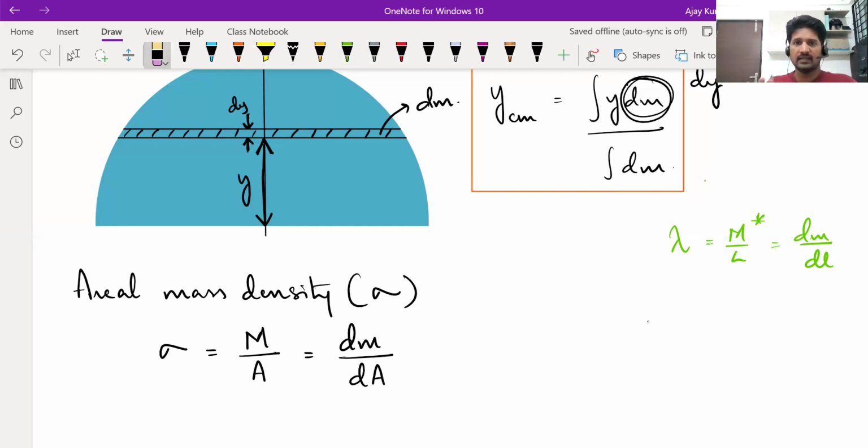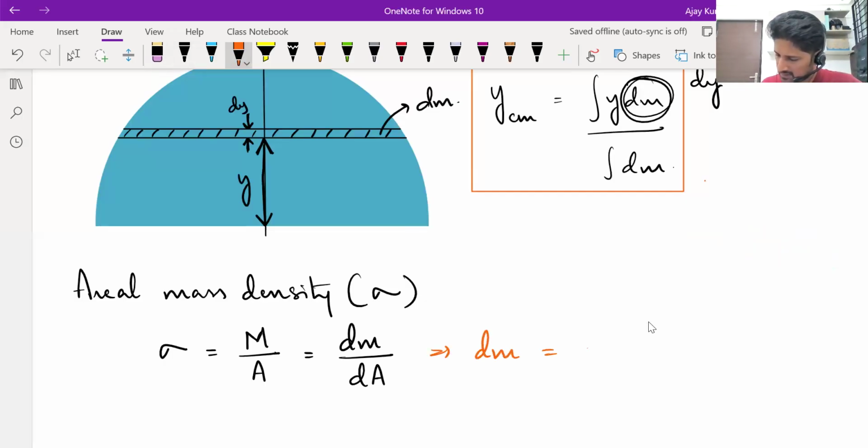Since this is an areal distribution of mass, you have to use the areal mass density sigma, which is dm by dA. Therefore, you can express dm as sigma dA. So if you want to express the mass of a certain region of this system, you should multiply the areal mass density with the area of that region that you are interested in.